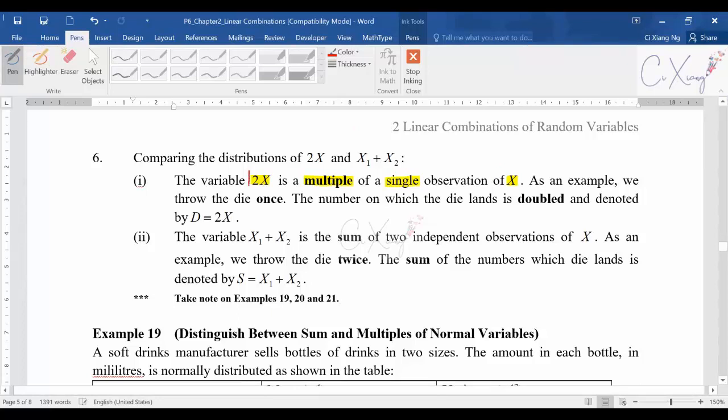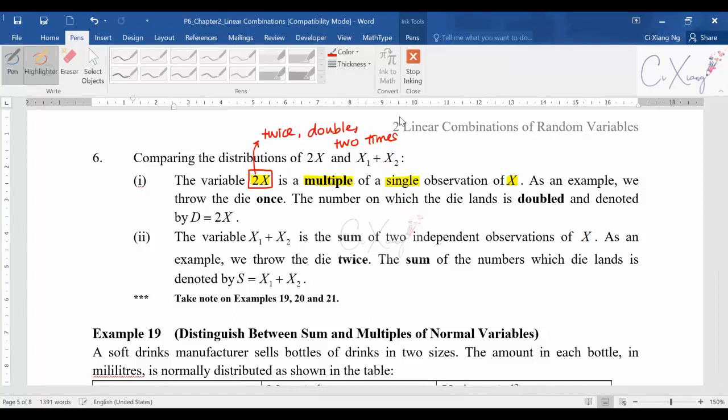As an example, if you have 2x here, that means when you get the value of x, you multiply it with 2. Usually the keyword you will see is the word twice, or double, or 2 times, and so on. All these words belong to the multiple of x. For example, we throw the die once, and the number on which the die lands is doubled. The keyword here is double, and it is denoted by 2x.